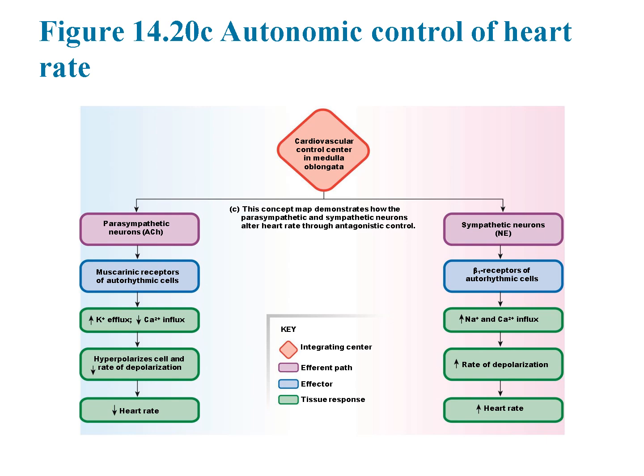On the right side, sympathetic neurons release norepinephrine, which binds to beta-1 adrenergic receptors on the autorhythmic cells. This stimulates an increase in sodium and calcium influx, accelerating depolarization. With the threshold for action potentials being reached more quickly, heart rate increases, preparing the body for heightened activity, such as during exercise or stress. Through this dual control mechanism, the autonomic nervous system ensures that heart rate is continuously adjusted to meet the body's varying physiological demands, maintaining homeostasis and optimizing circulation.